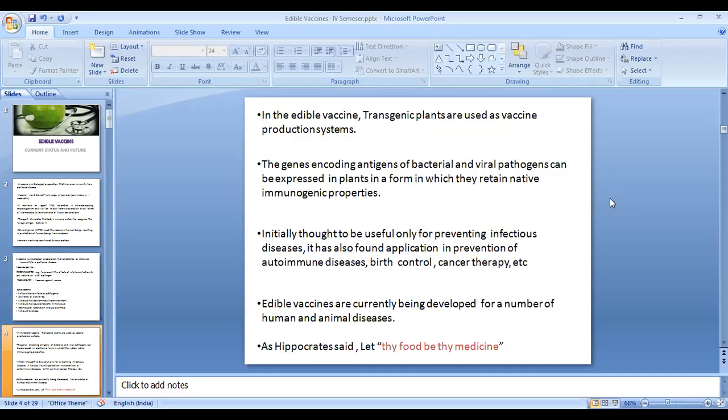In the edible vaccine, transgenic plants are used as vaccine production systems. The genes encoding antigens of bacterial and viral pathogens can be expressed in plants in a form in which they retain the native immunogenic properties. That means when you are producing a vaccine in a transgenic plant, you are introducing the changes through the genes, and thereby the newly produced plants will have the immunogenic properties towards that particular antigen.